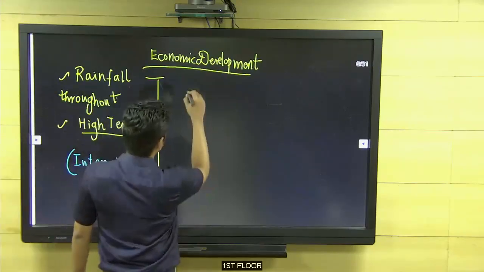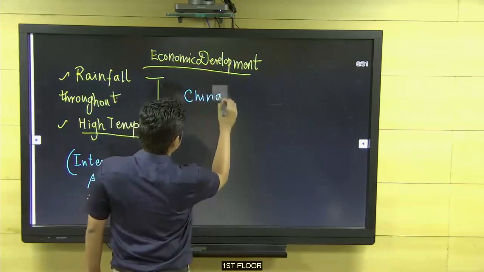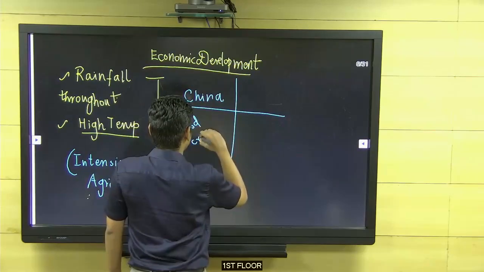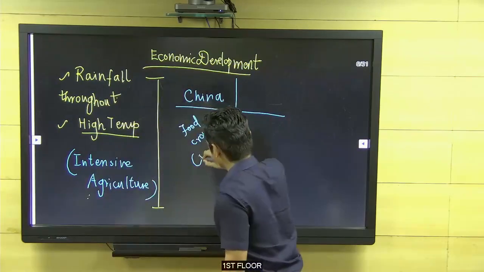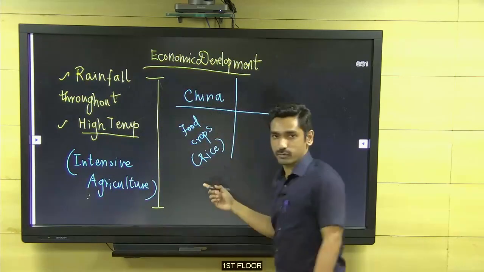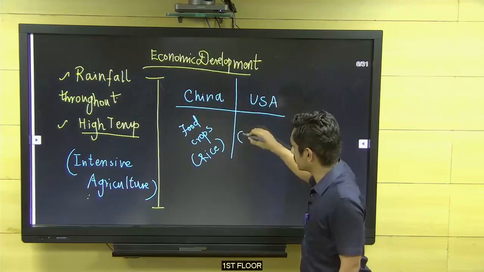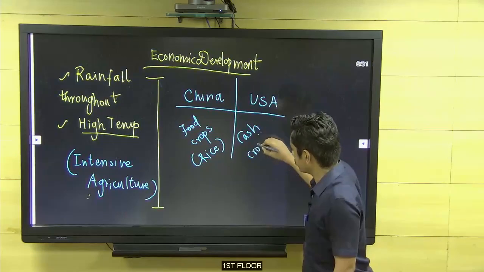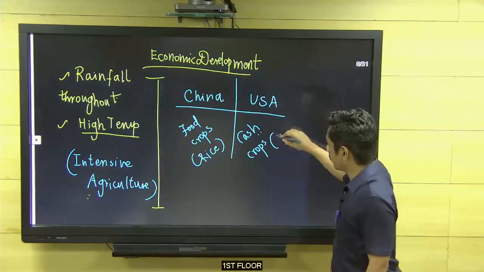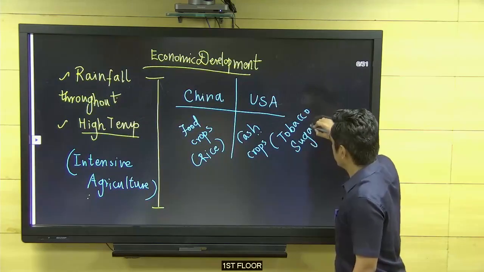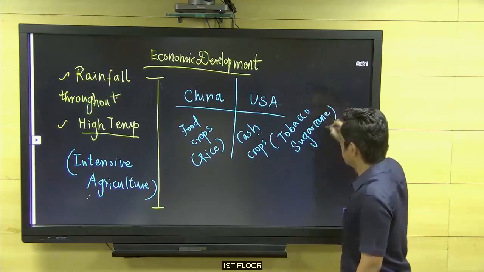Okay, you take China, it was mostly food crops, especially rice we are talking about. That's a staple food. You take United States of America, it is mostly cash crops. Cash crops. You're talking about tobacco, sugarcane.